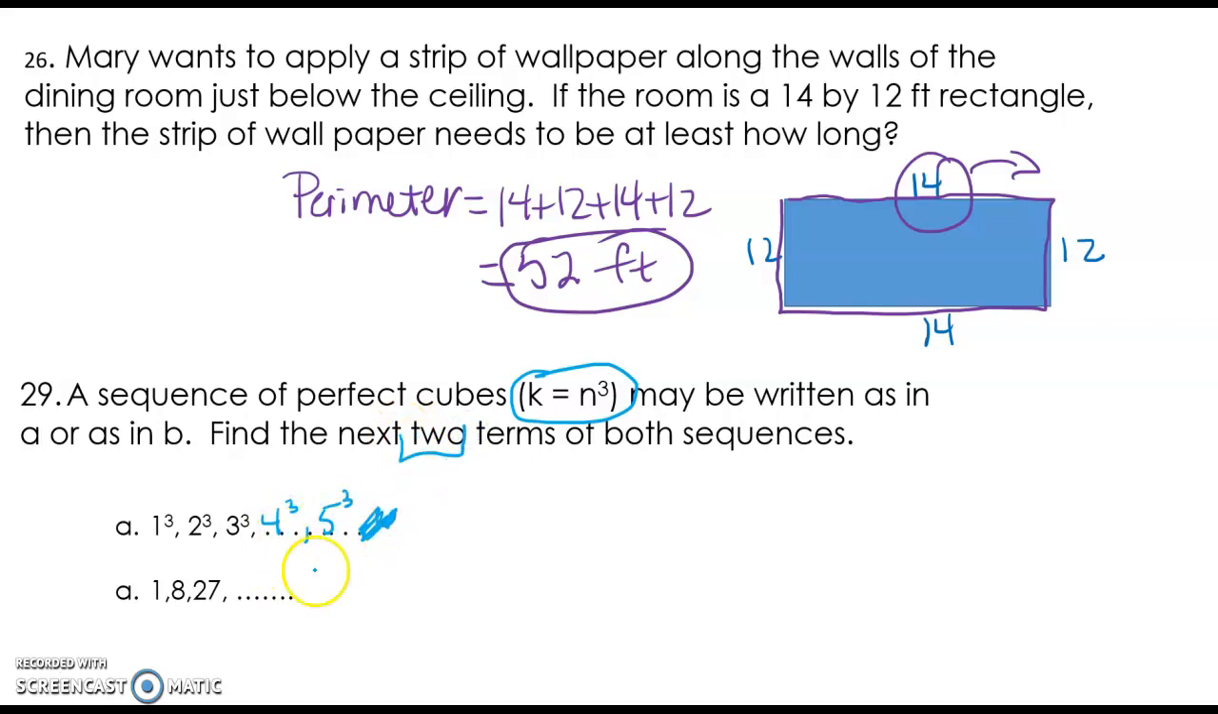So 4 cubed and 5 cubed, and if I'm going to put that here, let's see, 4 times 4 times 4 is 64, and 5 times 5 times 5, I think it's 125, but I don't want to, yeah, I was right, okay. So here it's going to be 64 and 125.